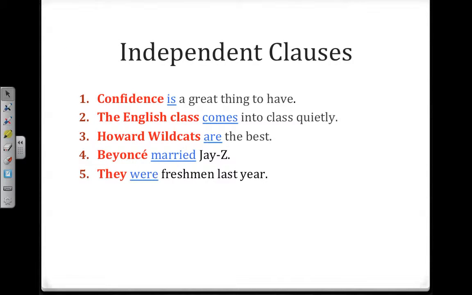Here are some examples of independent clauses. You'll notice that I have the subjects in red and the verbs in blue. Confidence is a great thing to have. The English class comes into class quietly. Howard Wildcats are the best. Beyonce married Jay-Z. They were freshmen last year. Now, none of these sentences are very long and detailed. However, they all have a subject, a verb, and they express a complete thought. So they are an independent clause that functions as a sentence.